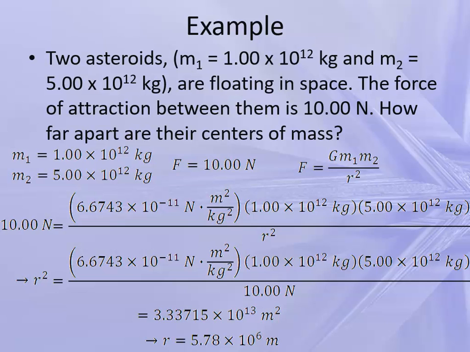That's a little smaller than the radius of Earth. It's like 90% of the radius of Earth. But still, 10 newtons is a measurable force. I mean, that's about the force that a 1 kilogram object would have if it's in your hand. So that's the force between these two mountain-sized asteroids, even if they're as far away from each other as about the radius of Earth.